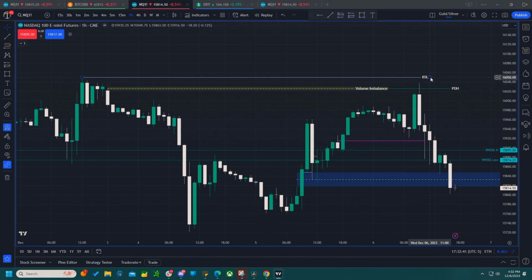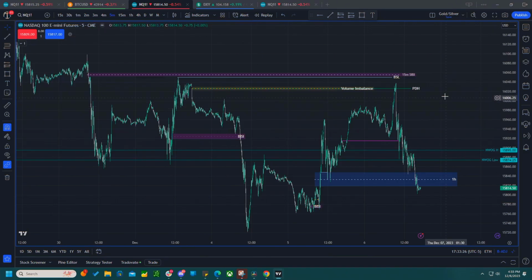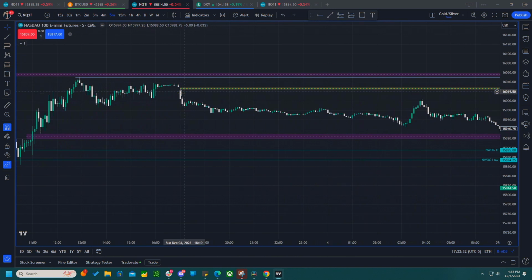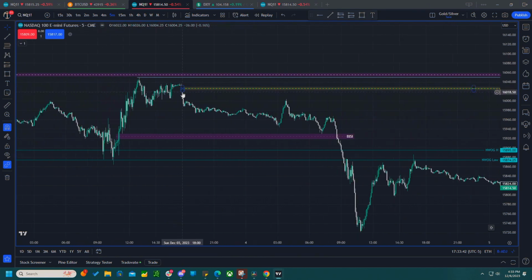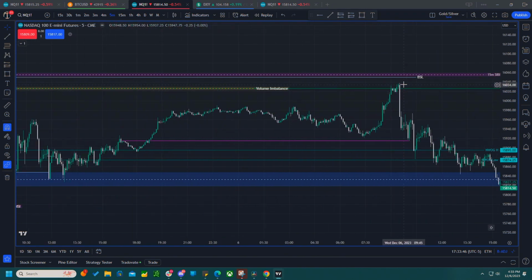We have 16,050, and I believe his high was 16,051.5. That was his target. Here we have the full time frame right here. This is the opening, our sell-off. If you look left, we see this volume imbalance right here. That was my initial target to the upside, and then we had this buy side liquidity and another 15-minute fair value gap that would have been the higher end target for price to move to.